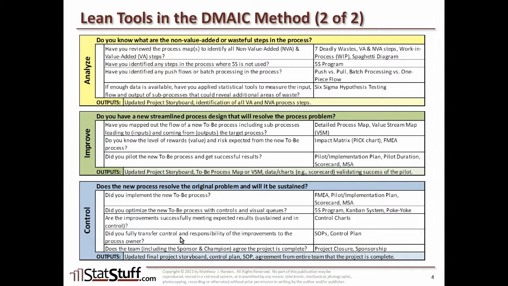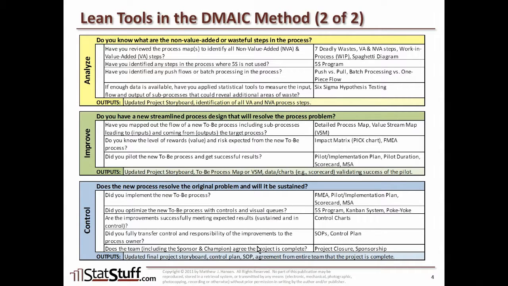Did you fully transfer control and responsibility of the improvements to the process owner? Well, if you haven't, then you want to make sure that you probably design some SOPs, some standard operating procedures, and build a control plan to help you as you do that transfer back to the process owner. And then finally, the last question you want to ask yourself is, does the team, which would include the sponsor and champion, do they agree with the project that it is complete and you've got the successful implementation of the new process? Does it resolve the original problem, and are they in agreement to that? Well, that's where you want to follow the basic steps for closing out a project and gaining that sponsorship you need to ensure the project is complete.